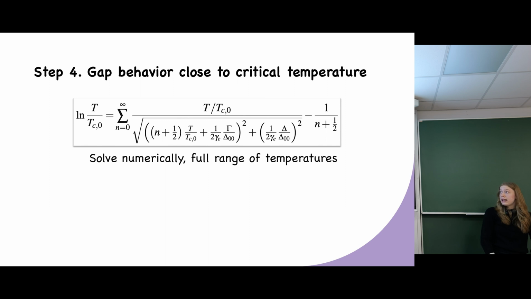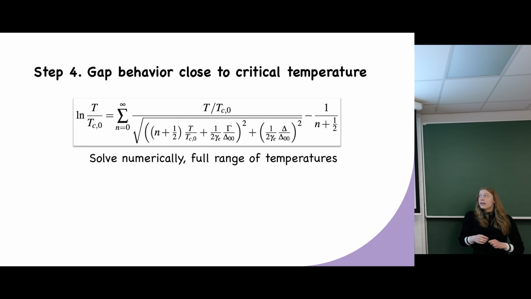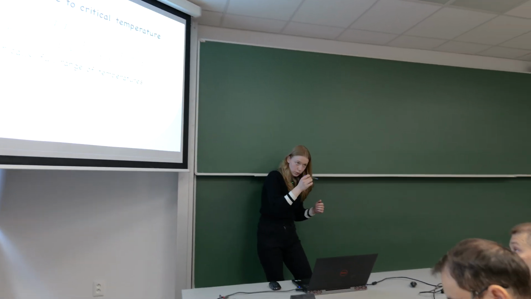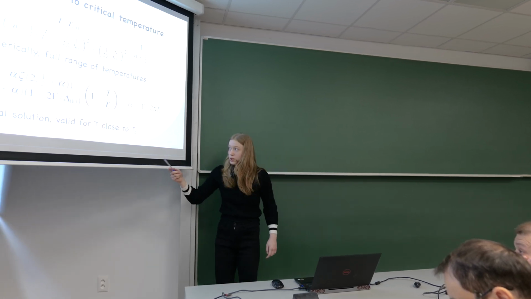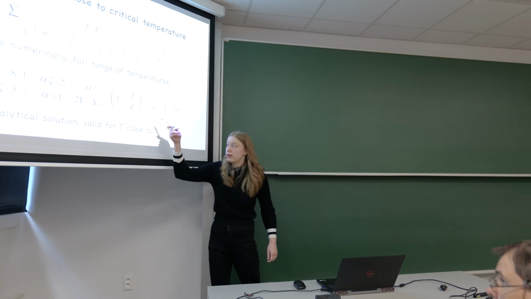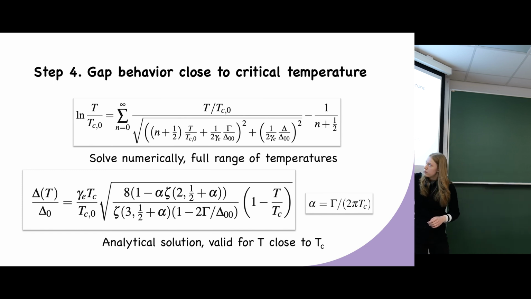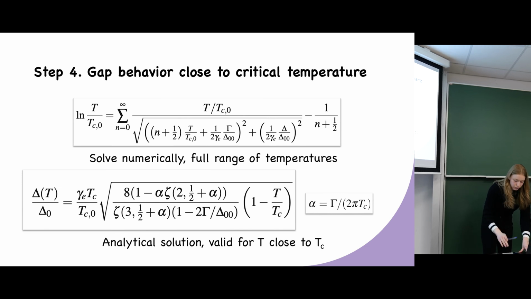Let us move further. Again, we have our equation we will solve numerically to control our approximations. And now let us find how the gap behaves close to critical temperature. So again, we have the energy gap equation for clean and Dynes cases. We compare them, we make the approximation for temperature going to critical, and achieve such a result. We've made an approximation for temperature, so this equation is valid only for temperatures close to critical.